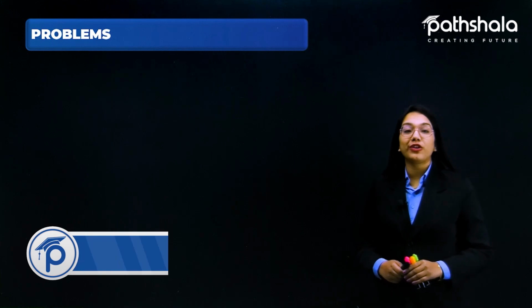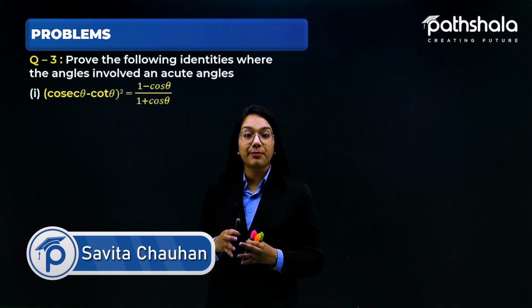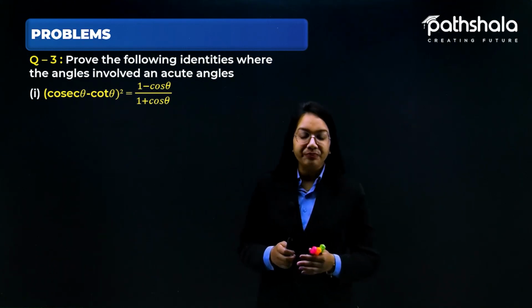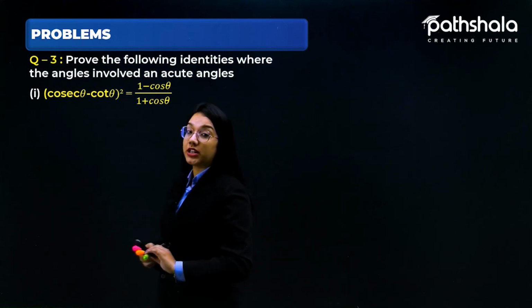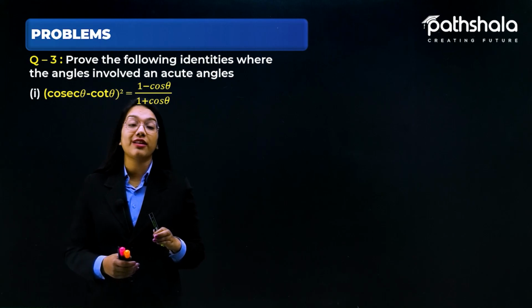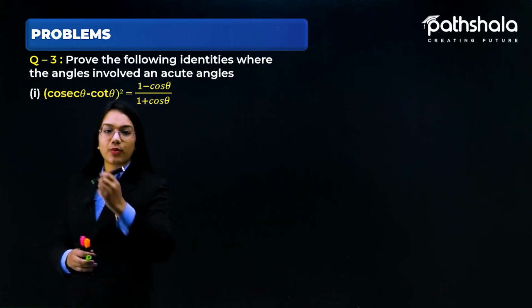Now let's move on further towards question number 3, which says, prove the following identities where the angles involved are acute angles. Here we are taking the angle as theta. Theta is an acute angle, and we just have to prove that LHS is equal to the RHS. So let's start with the very first part.